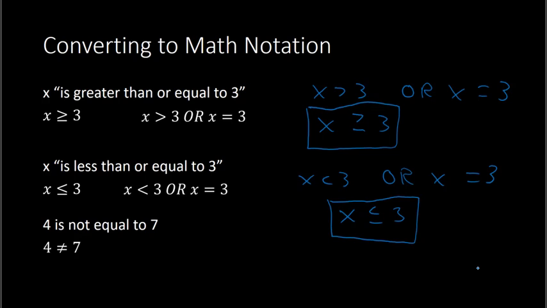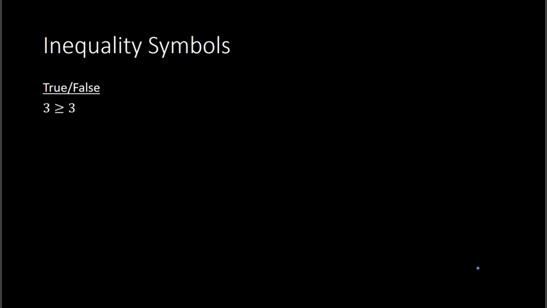Now let's finish by getting some practice with these concepts. So true or false? Is 3 greater than or equal to 3? As long as one part of this is true, then we have a true statement, because this is two statements, right? This literally means 3 is greater than 3 or 3 is equal to 3. Well, 3 is not greater than 3, but 3 is equal to 3. So as long as one of these is true, we have a true statement. So that would be true.